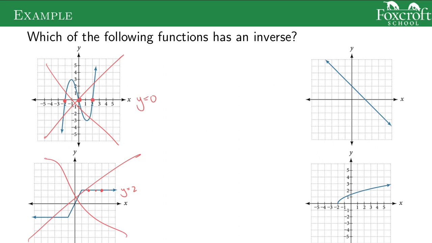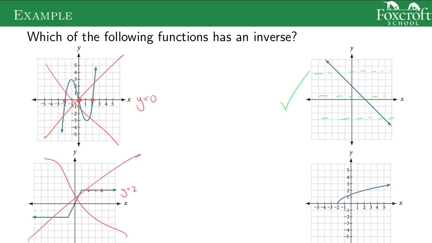All right, let's move on to the right column. On the top right, if we have this point, that's the only point that has that y value, so that's good. This one, I'm just going to pick some random ones that have only one y value. That's the only y value here, so this one should have an inverse. All right, no repeated y values.